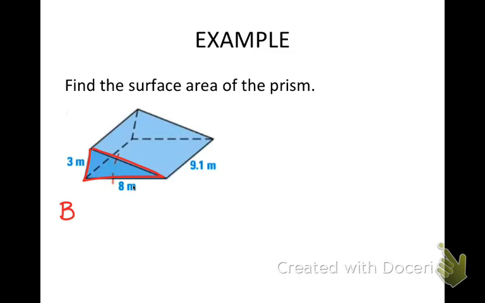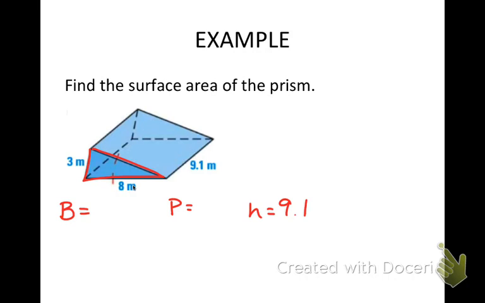So we need to solve for our B, our P, and our H. Let's do our H first. If I were to flip this forward and have it sitting on that triangle, how high up would the prism be standing? 9.1. So that's going to be your height of the prism.